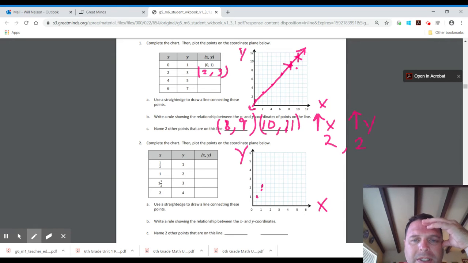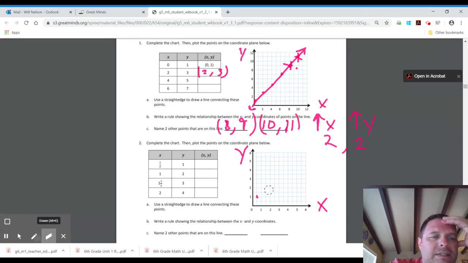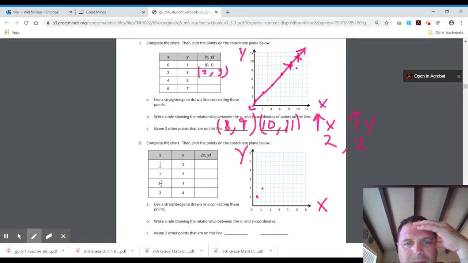There you go. Sorry. Gosh, man, this pen. Okay, there. I got a dot on there. So that's 1, comma 2. Next one is 1.5 and then 3. So we're going to go 1.5 and 3. And then the last one is 2 and 4. So 2, 4. Okay. And then it wants us to draw a line through it. So our line is going to go kind of like that, right up there.